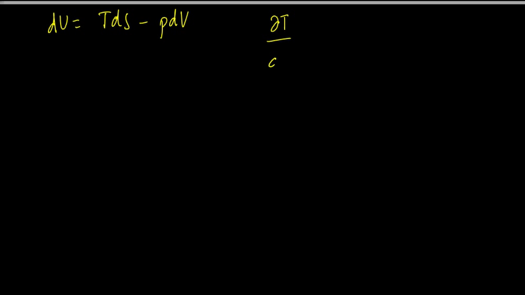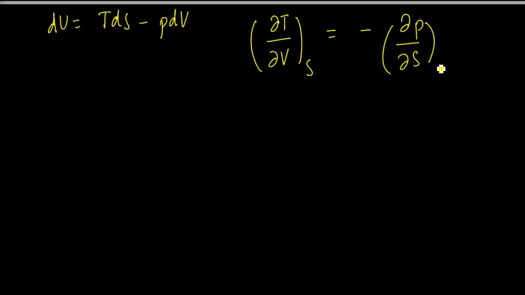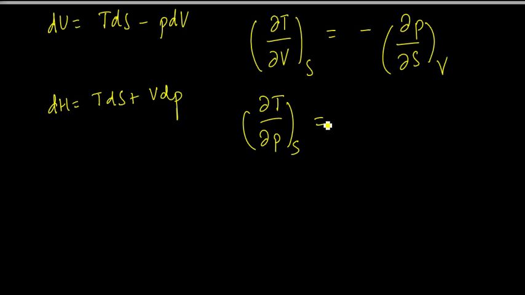Del T by del V at constant S is equal to minus del P by del S at constant V. Let's look at the next one. dH is equal to TdS plus VdP. What do we get out of here? Del T by del P at constant S is equal to del V by del S at constant P.